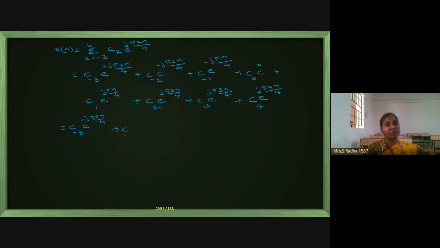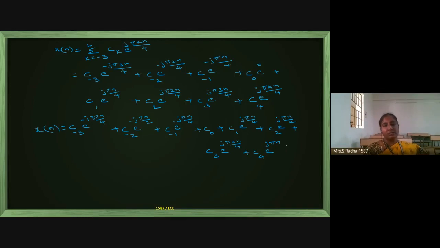Second term, little simplification is possible: e power minus j pi n by 2, plus c minus 1 e power minus j pi n divided by 4. Next c0 e power 0 means 1. Next c1 e power j pi n by 4. Next c2 e power j pi n by 2. And the last 2 more terms are there: c3 e power j pi 3n by 4, and the last term c4 e power j pi into n, 4 and 4 get cancelled. Wherever possible, I have simplified.